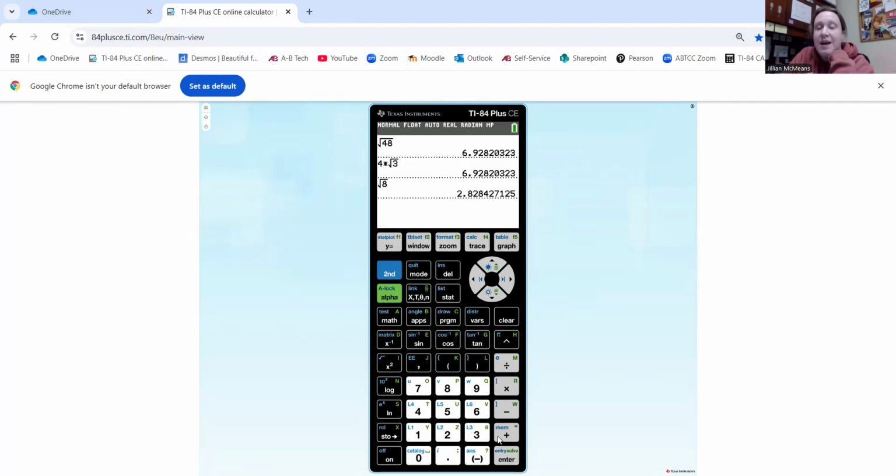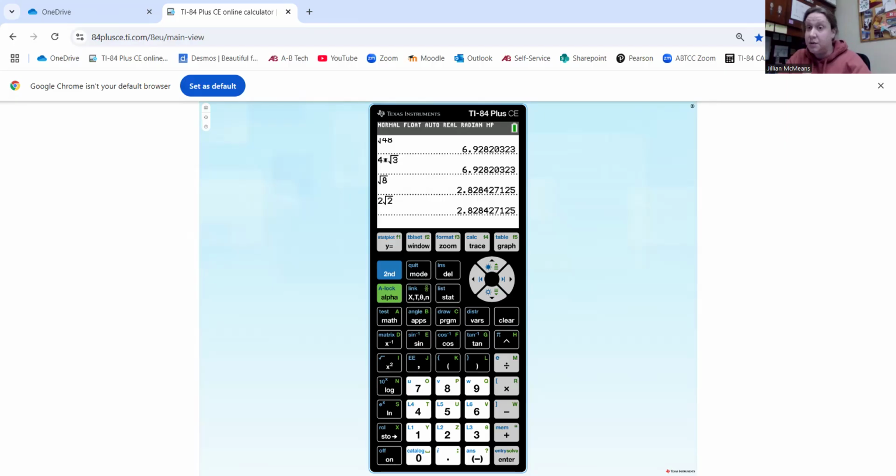Now let's see if 2 times the square root of 2 is the same thing. So 2, and then second, x squared, type in a radicand of 2. Let's see if this equals the same thing, and it does. So we've proven now that the square root of 8 and 2 square root 2 are equivalent. We've just simplified the square root of 8 into its simplest form, we'll say, which is 2 square root 2.